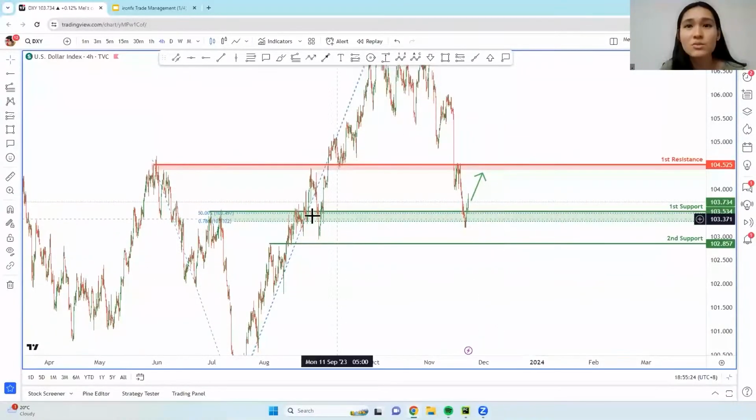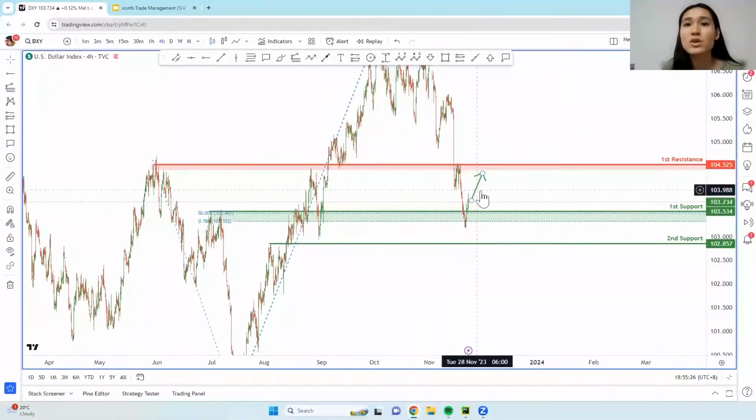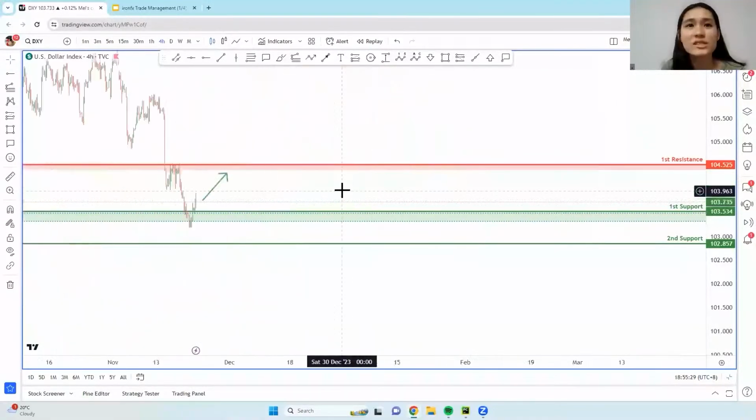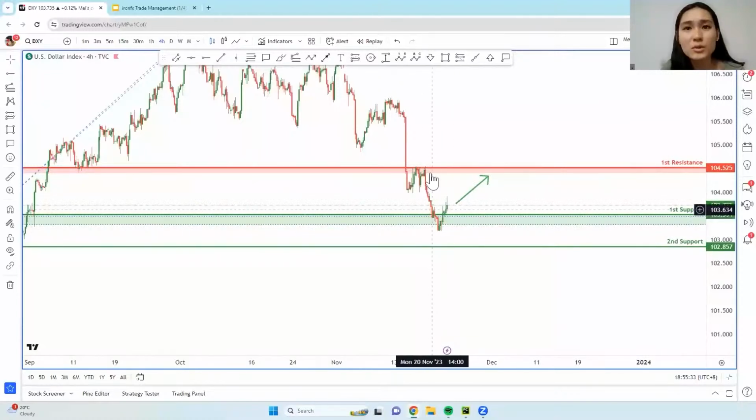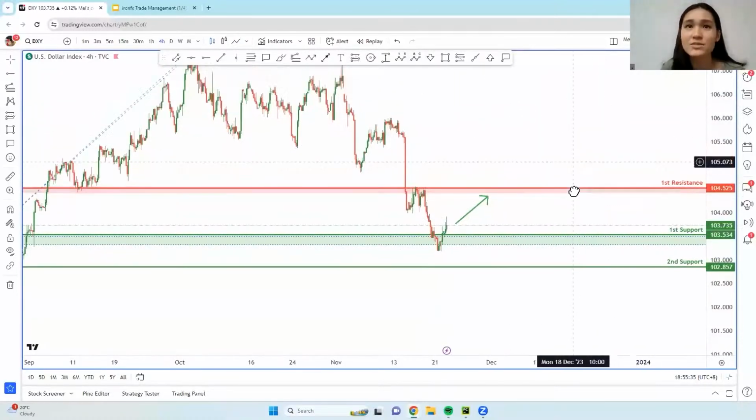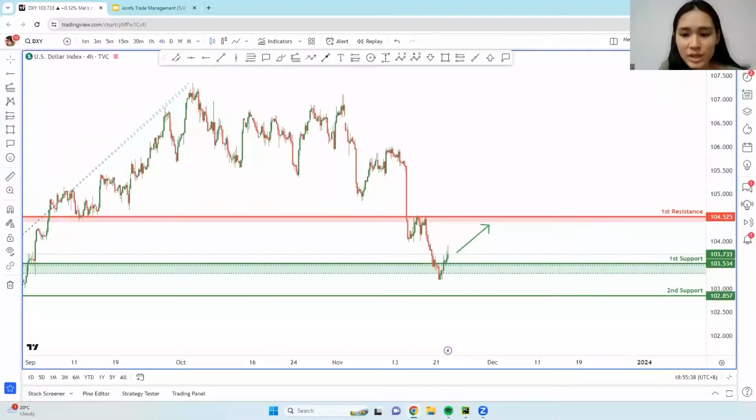But for now, we can expect price to bounce off of our first support, like it already is, and hit towards our first resistance.